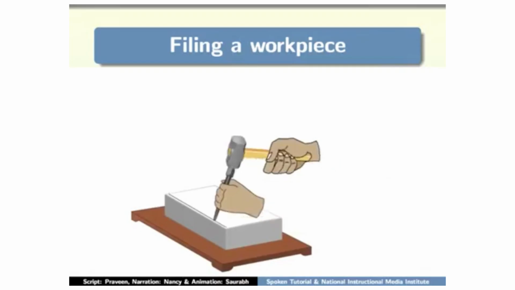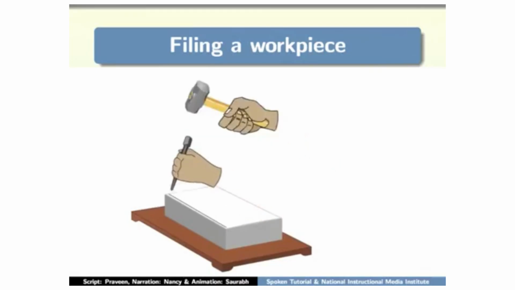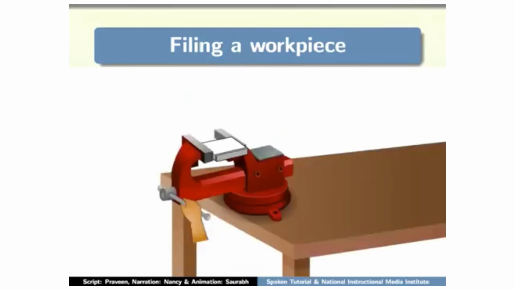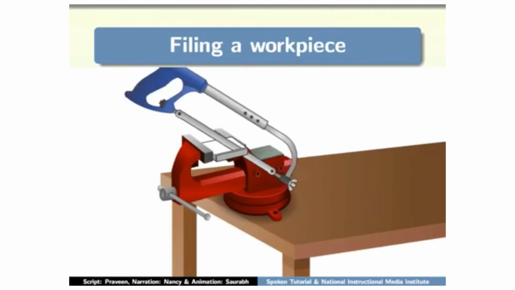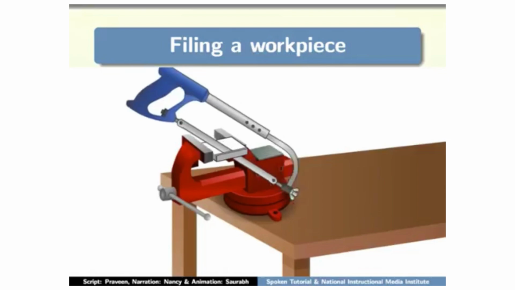Next, use a punch and a ball peen hammer to punch on the marked line. After this, place the workpiece parallel to the jaws of the vise. Now tighten it to hold the workpiece in place. This is so that we can cut the workpiece easily. Next, take the hacksaw and cut the excess portion of the workpiece.